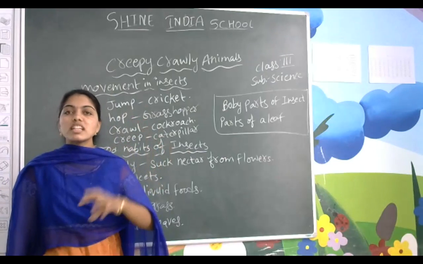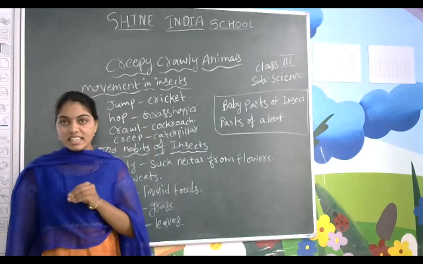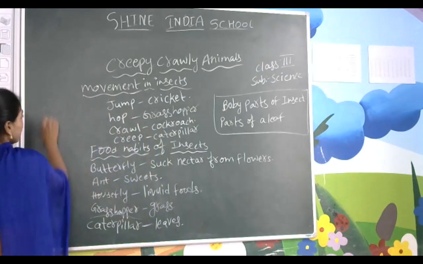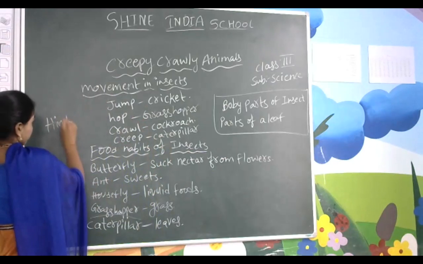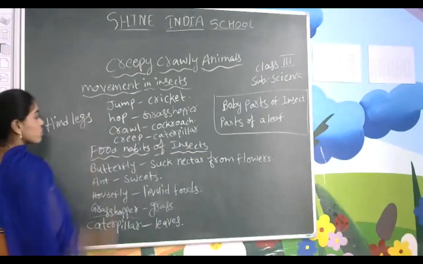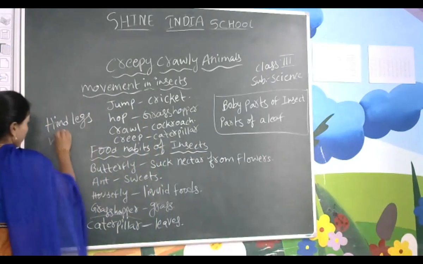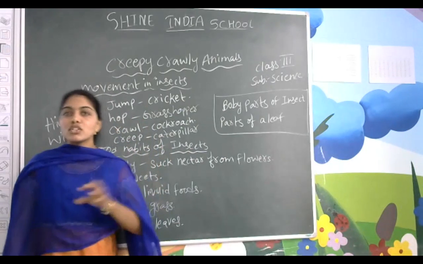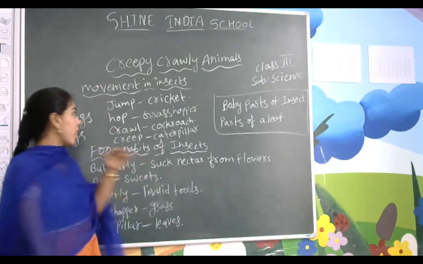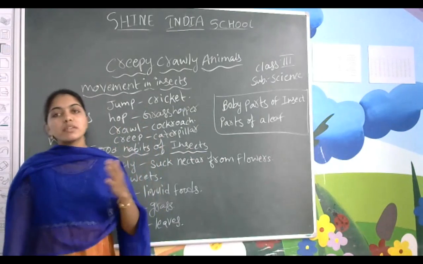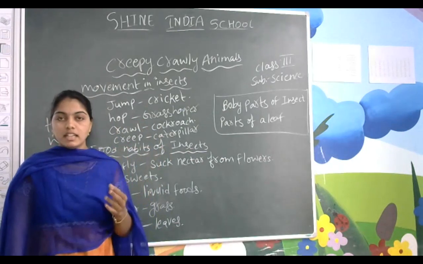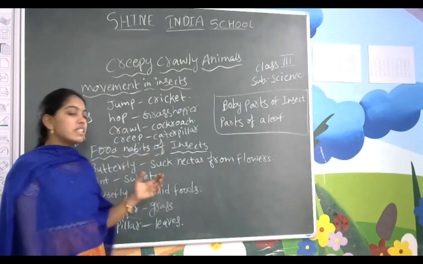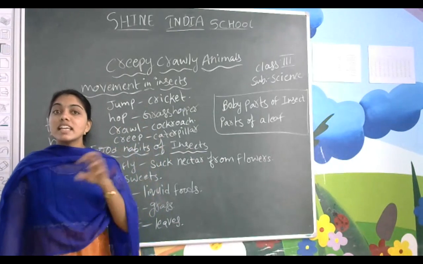Mostly the insects will use their hind legs. What are they going to use? Hind legs. Insects will use hind legs, wings, or hind legs and wings. Wings are useful to fly in the sky, and the hind legs are useful to move from one place to another place.